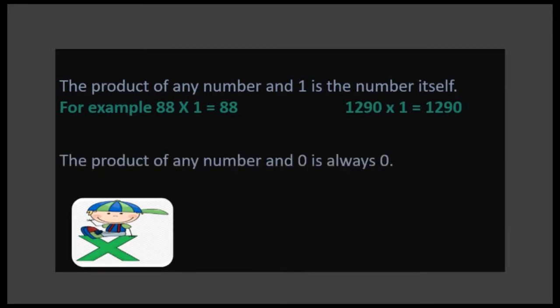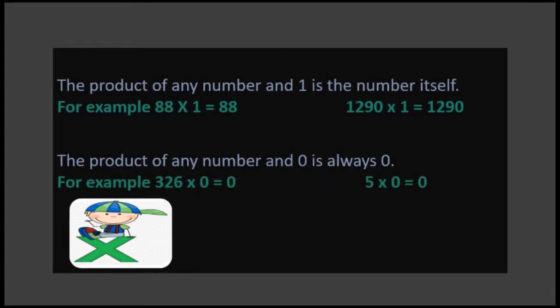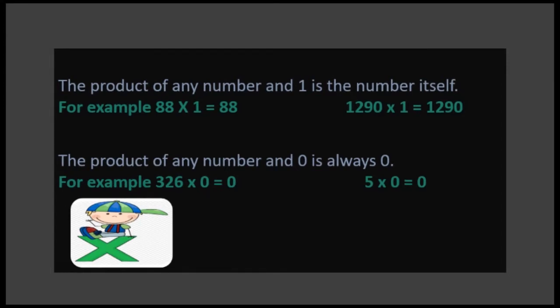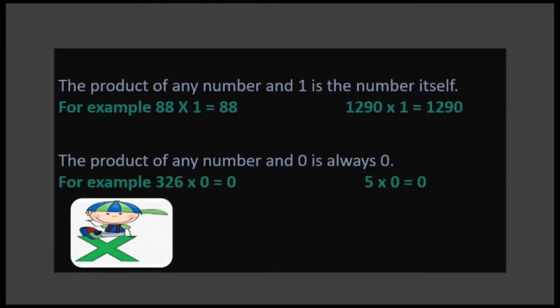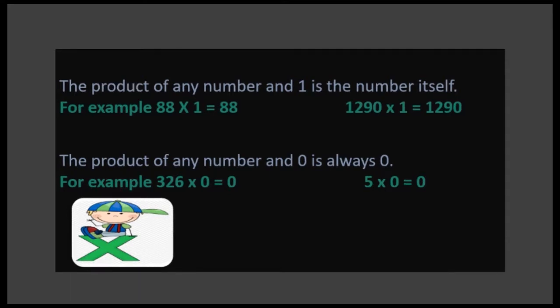Next, the product of any number and 0 is always 0. For example, 326 times 0 is equal to 0. 5 times 0 is equal to 0. Whatever the number is, when you multiply it with 0, the answer is 0.